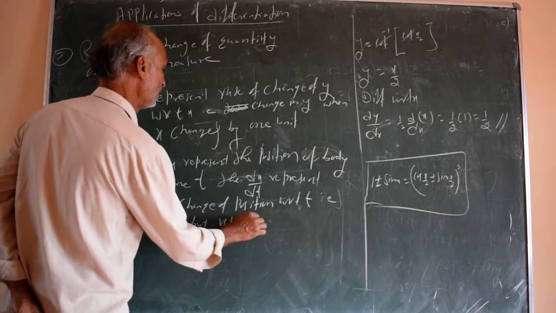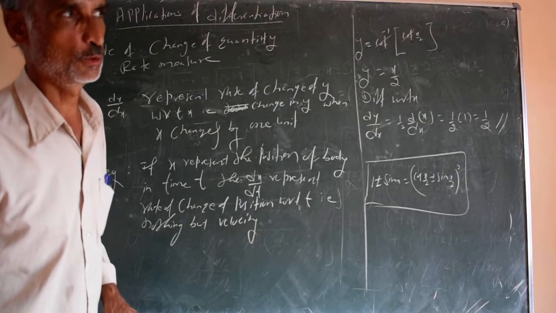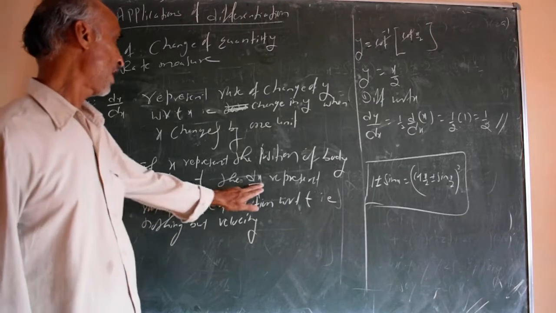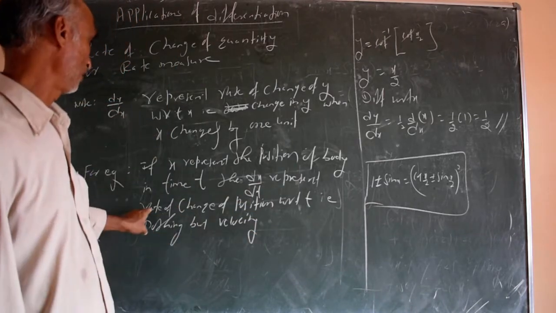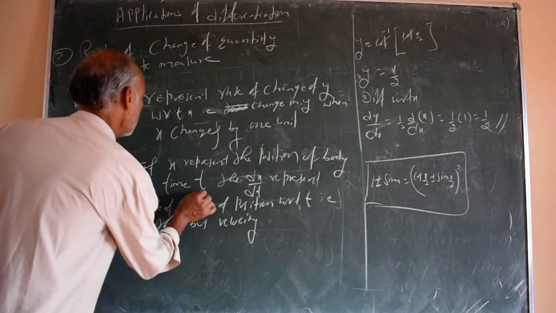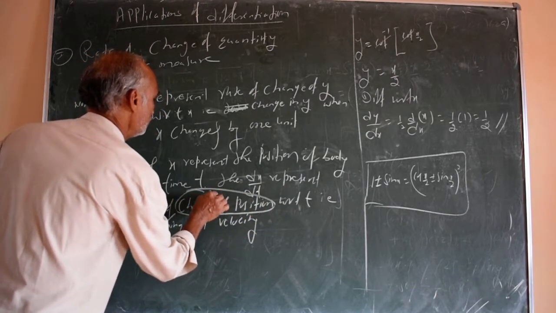The basic definition of velocity is the displacement per unit time. Velocity is nothing but displacement per unit time. Now, rate of change of position. Change of position is called displacement. Therefore, this word change of position is nothing but displacement.